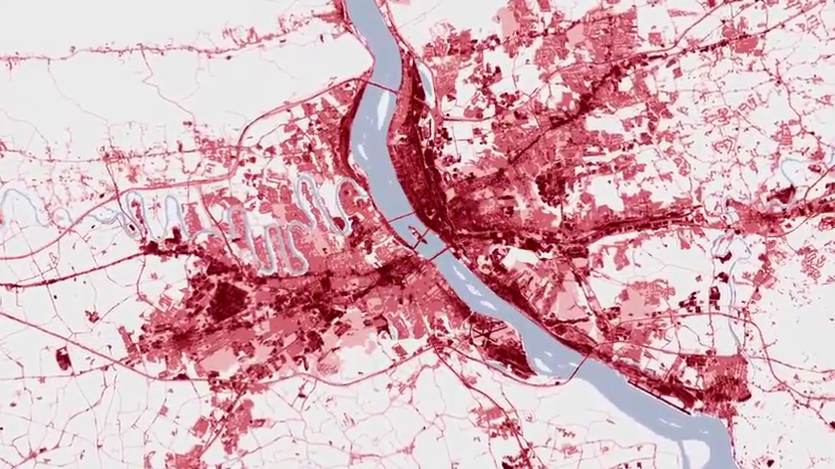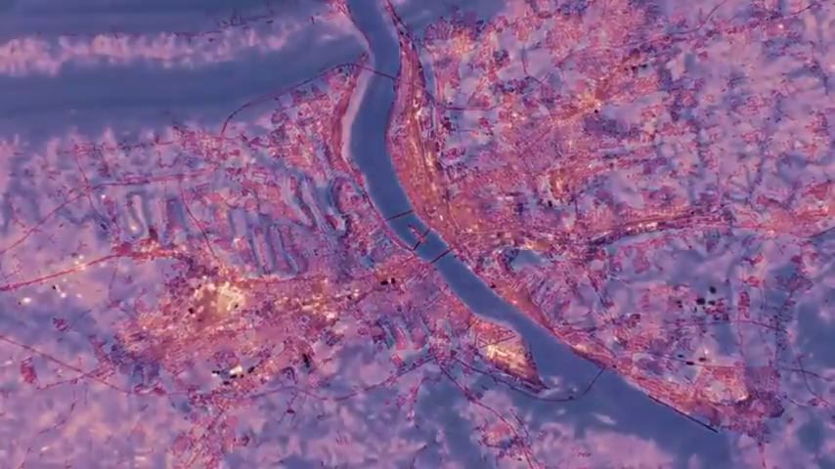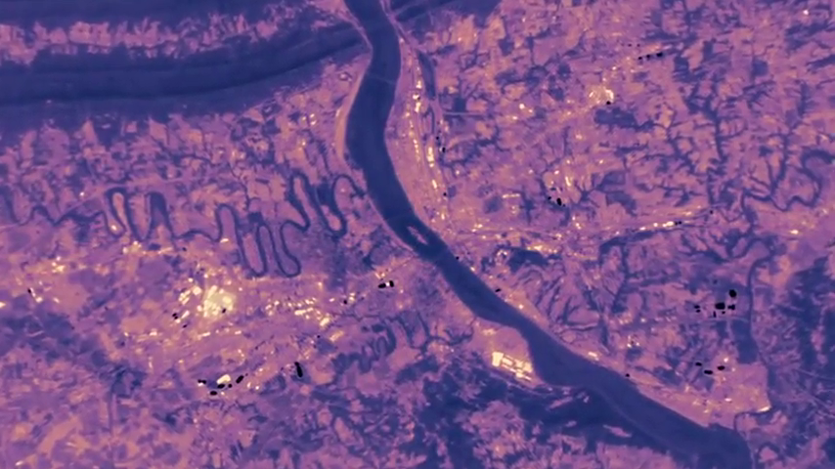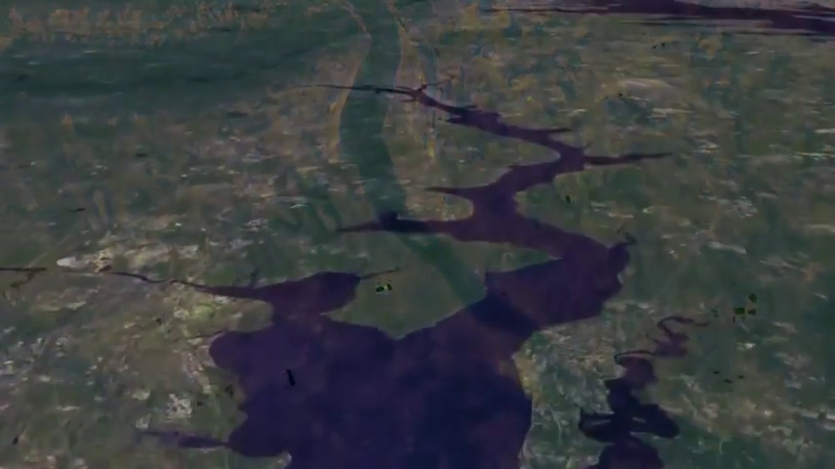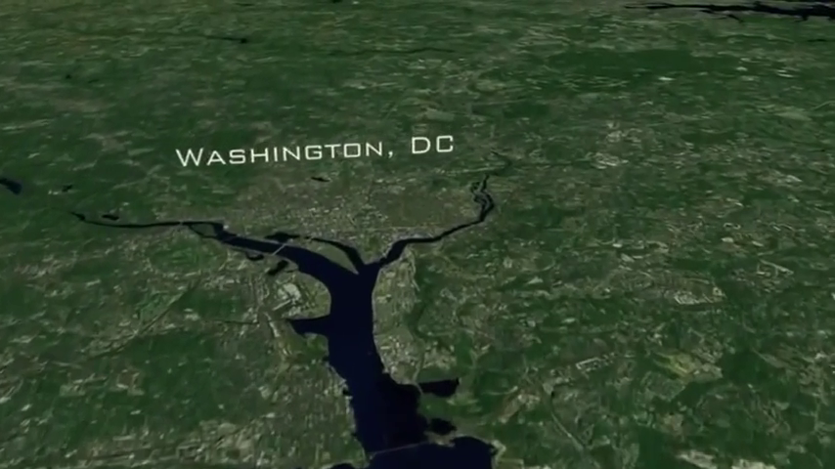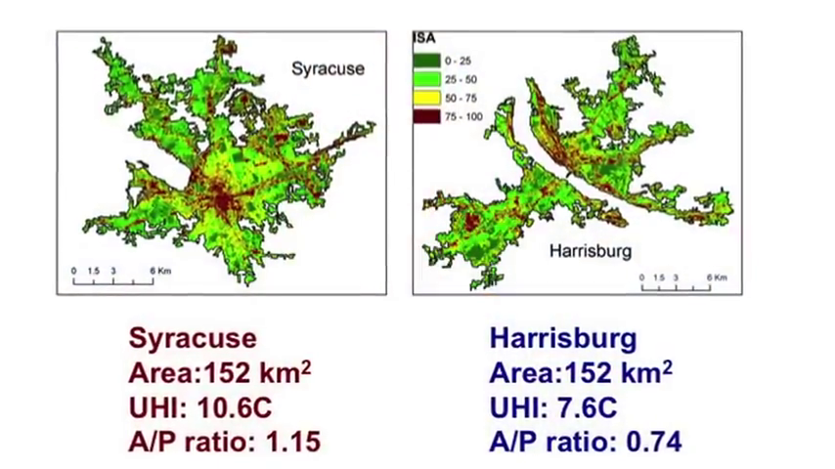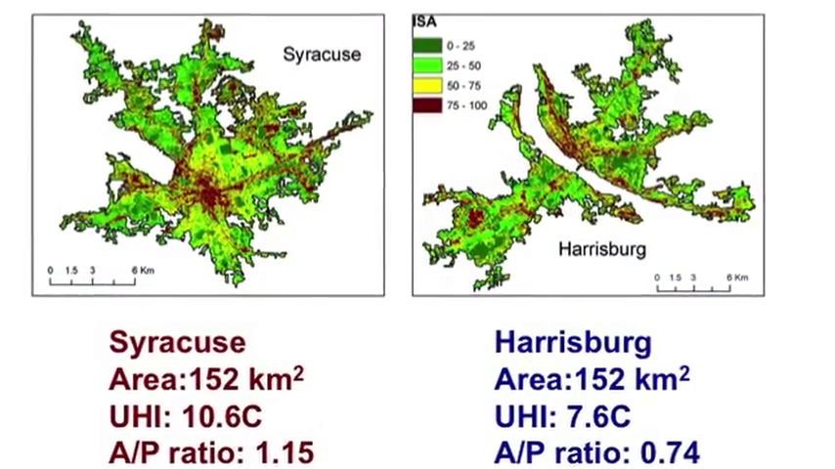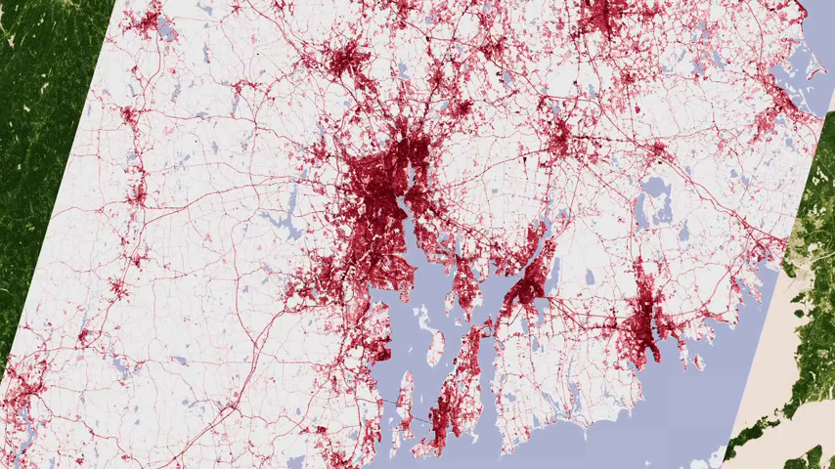We find out that the urban heat island is affected by several factors. The first factor will be the surrounding ecological context. And then will be the size of the city. When we're talking about the size, we mean both the area of the city and also the population size of the city. And then will be the shape of the city and also the development patterns of the city.